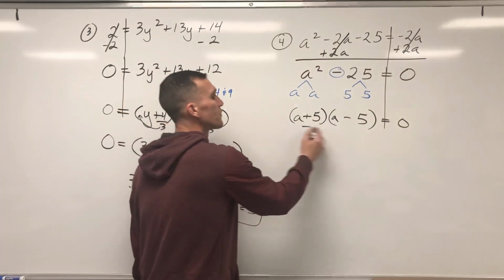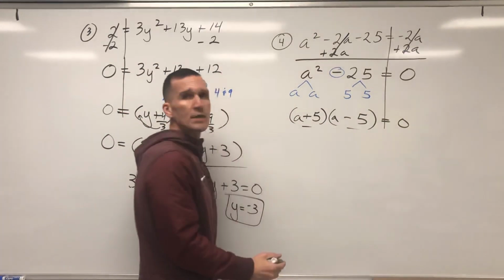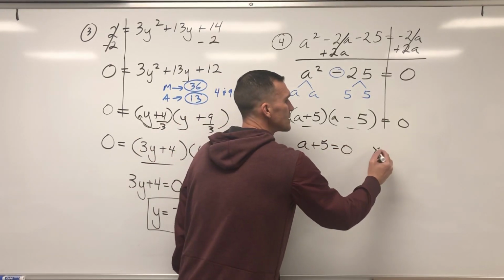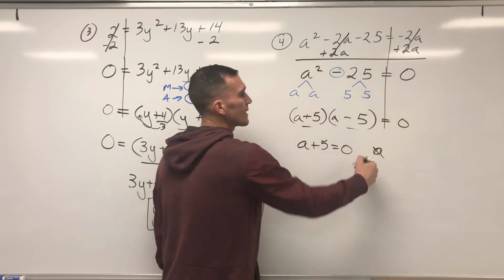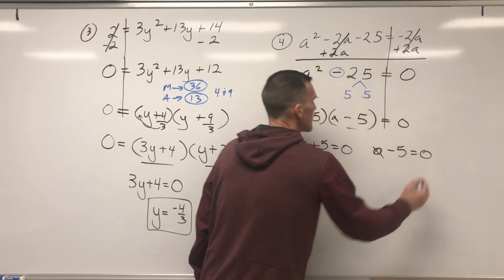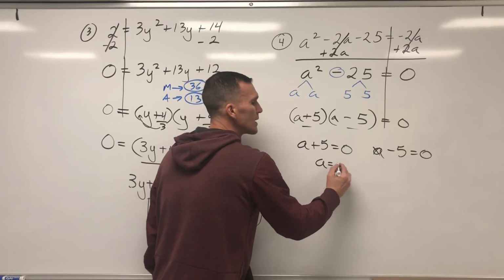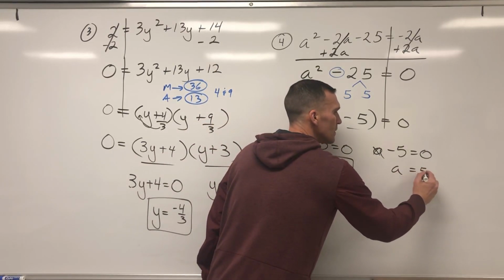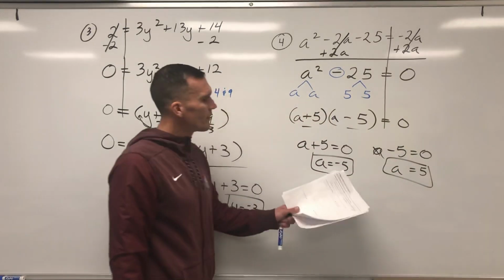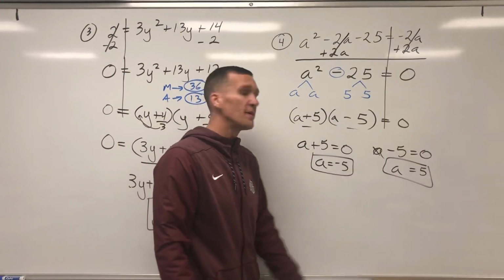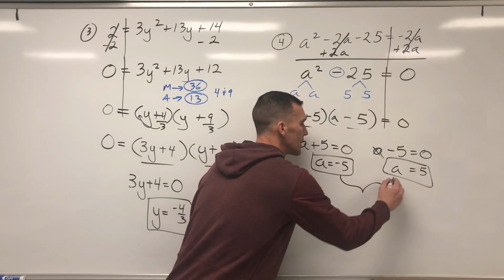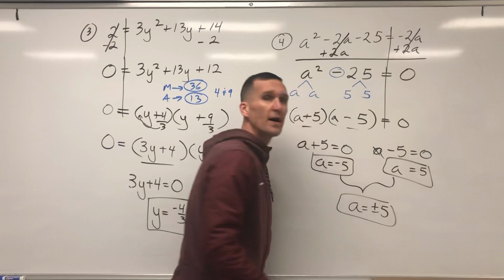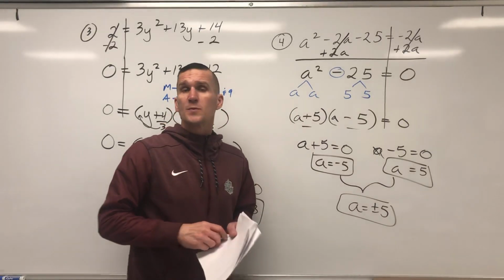Now, front equals 0, back equals 0. Oops, sorry, it's letter A, not X. Whenever you can, leave your answers separate, or since you have a negative 5 answer and a positive 5 answer, you could write it as A equals plus or minus 5. I hope this explanation helps out.